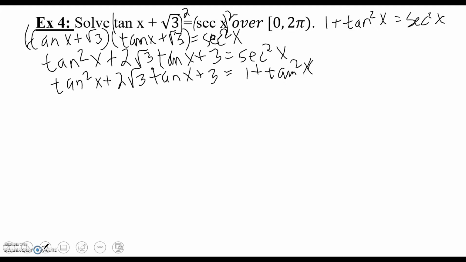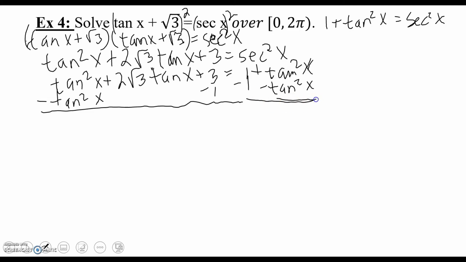And then I'm going to move everything to one side because I see that this is quadratic in nature because of the squares on the tangent. So I want to get 0 on one side. So I'm going to subtract 1 from both sides, which will subtract from that 3. And then I'm going to subtract tangent square x from both sides. Now when I do that, I end up getting 0 on the right side of the equation. But the tangent square x is canceled, and I get 2 square roots of 3 tangent of x drop down. And then 3 minus 1 is 2.